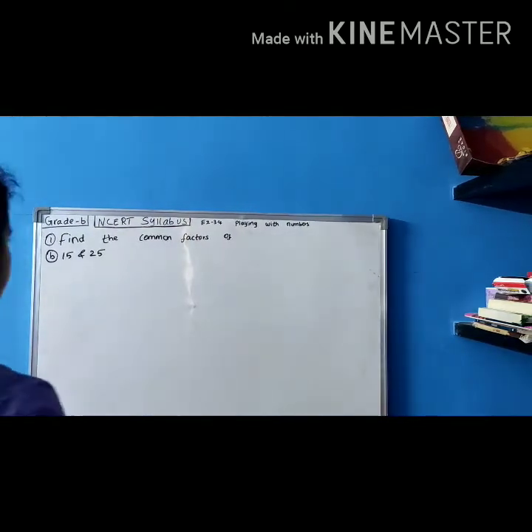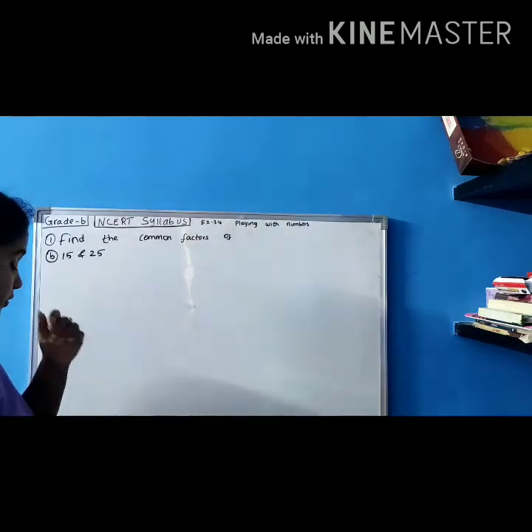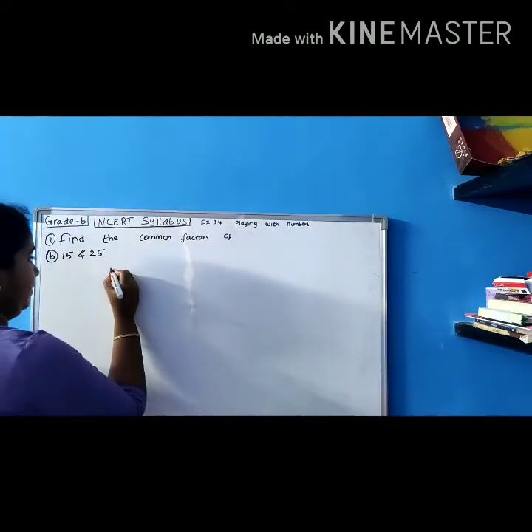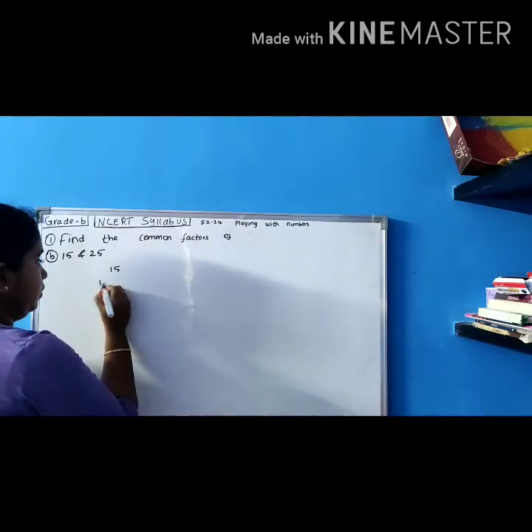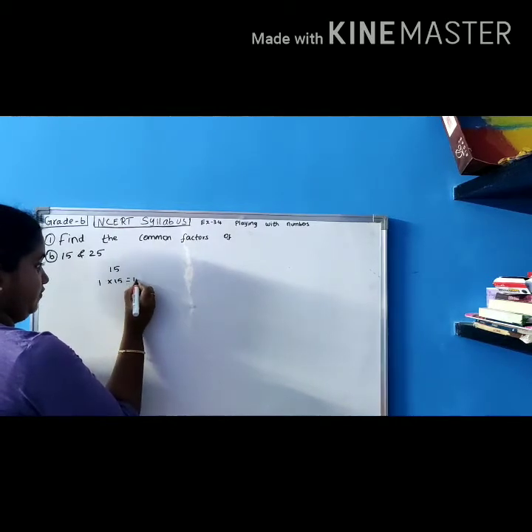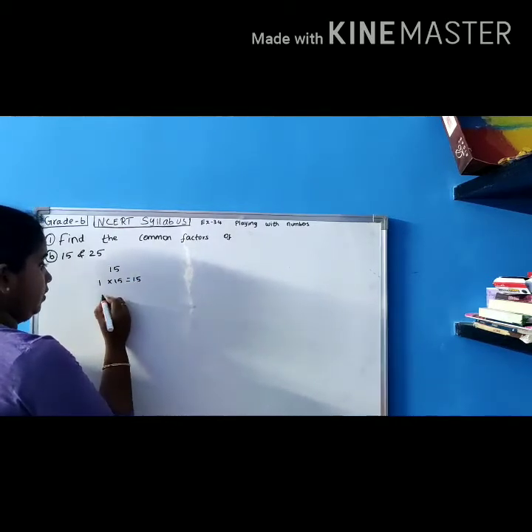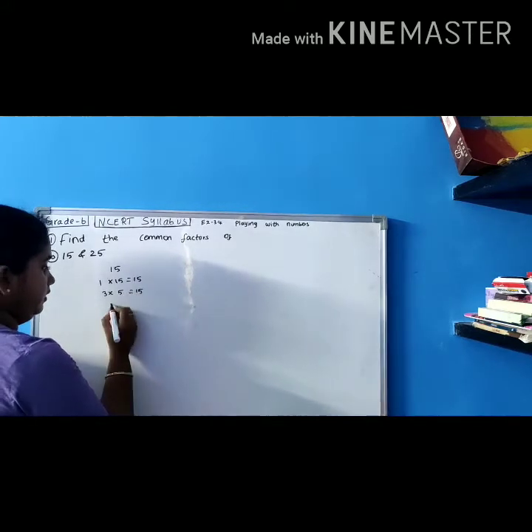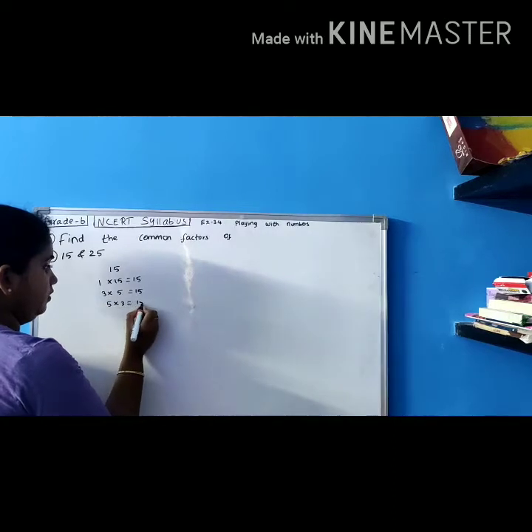This is the next sum, 15 and 25. So for 15 I am going to write the factors. 1 into 15 gives me 15 and then 2 will not go. 3 into 5 gives me 15. Then 4 will not go. 5 into 3 also gives you 15.